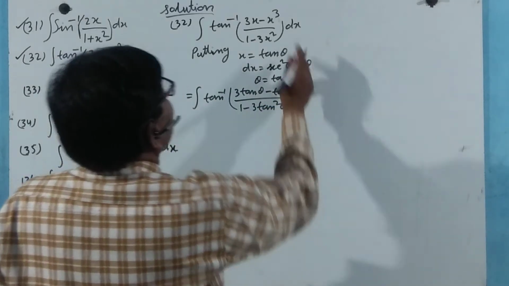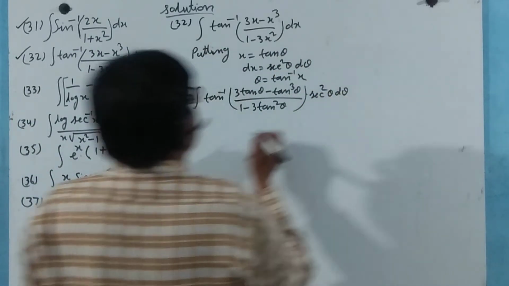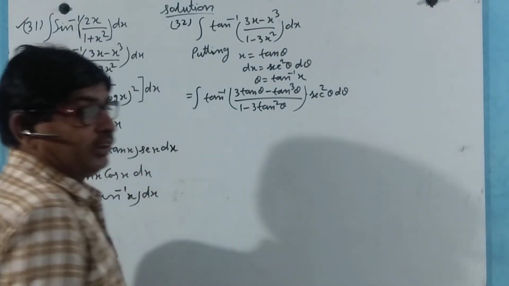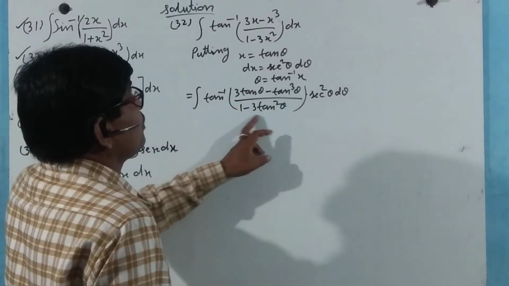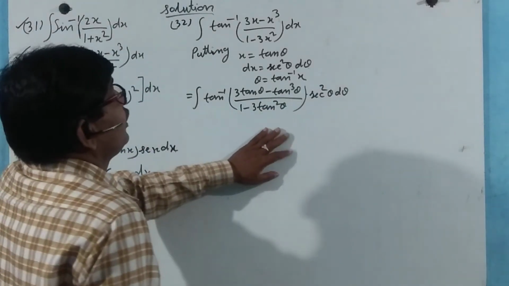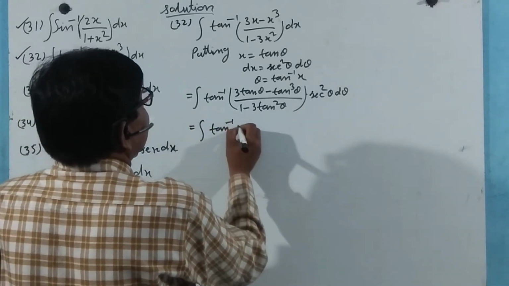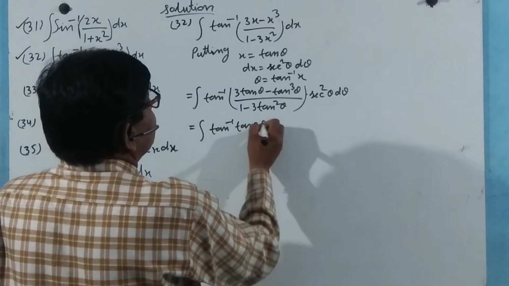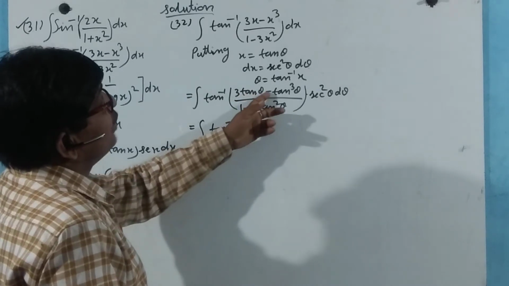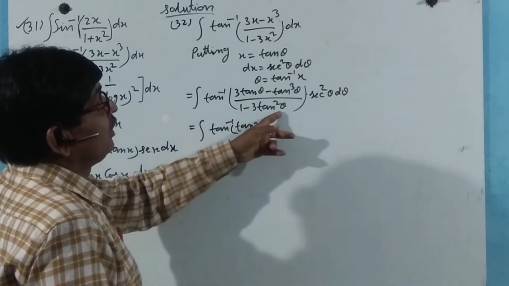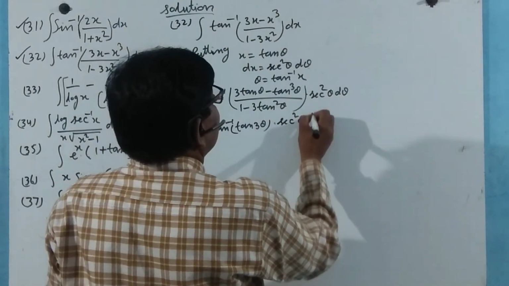tan square theta, and dx is equal to sec square theta d theta. Now we know that tan 3 theta is equal to 3 tan theta minus tan cube theta divided by 1 minus 3 tan square theta. We apply the formula. This is equal to the integration of tan inverse of tan 3 theta, where tan 3 theta equals 3 tan theta minus tan cube theta divided by 1 minus 3 tan square theta, into sec square theta d theta.